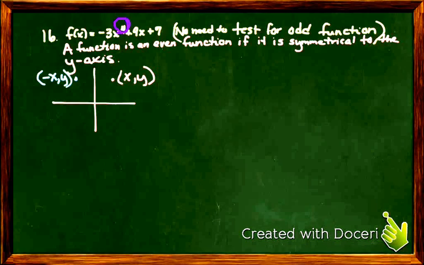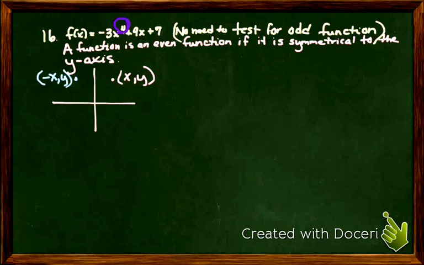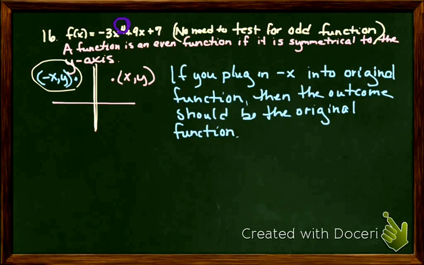So if I draw an xy grid and have a point in the first quadrant and I fold it along the y-axis right here, then the point will show up over here in the second quadrant. You'll notice that the x is negative and the y is positive. So when you plug in a negative x into the original function, then the outcome should be the original function because the y's did not change their signs.